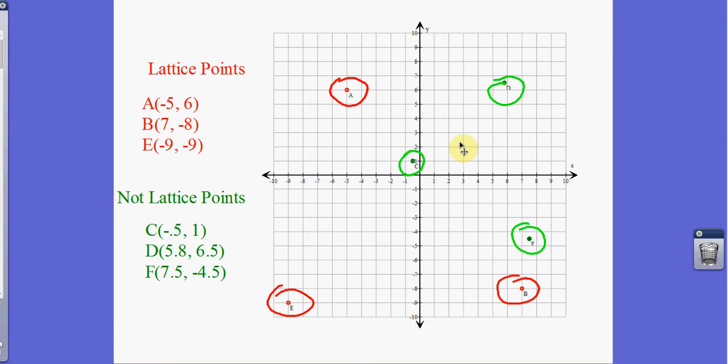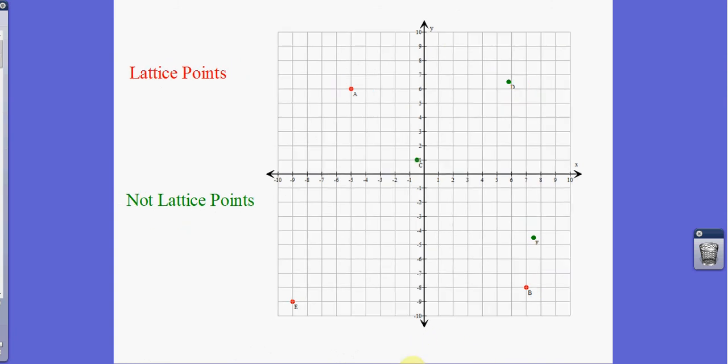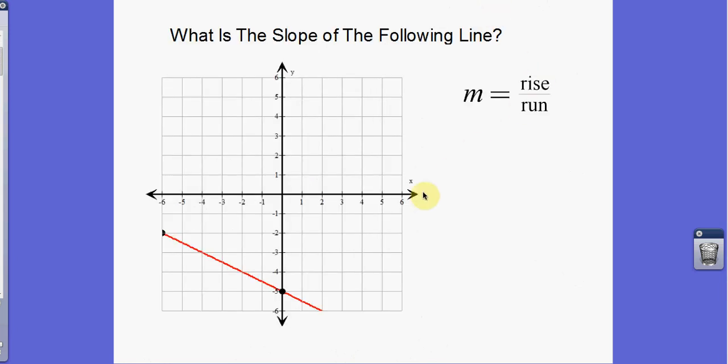So to be a lattice point, the ordered pairs have to be integers, and the point, when you graph it, is going to be in the corner of one of the boxes. That's important to know because when we attempt to graph or find some points to get the slope of the line, we need to pick lattice points whenever we're doing that. Let's take a look at a couple examples of finding slope.